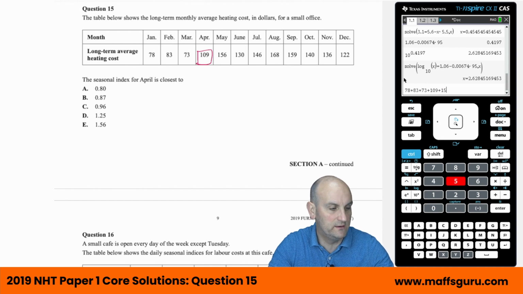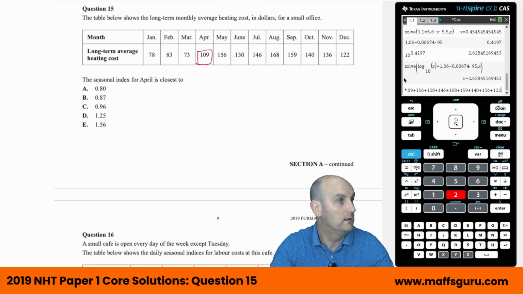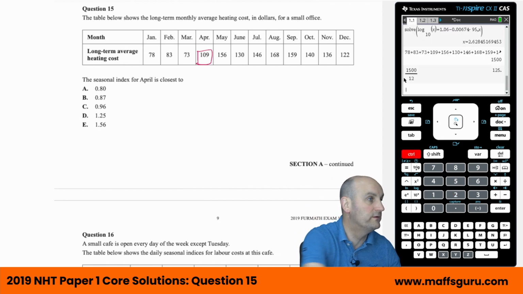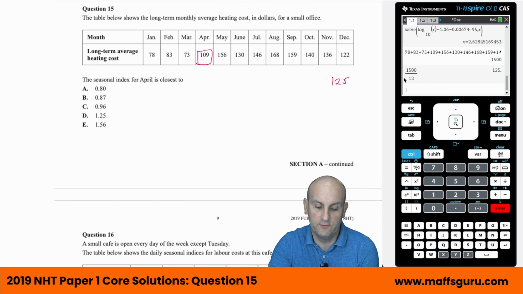And when you're entering these values in, you should always make sure that what you're entering is actually going into the calculator. Because if you make a mistake on one of these values, then sadly it all goes horribly, horribly wrong. All right, so fingers crossed that should be all my values. I'm going to divide that by 12 because I know there's 12 months, and that gives me 125. So my monthly average is 125.